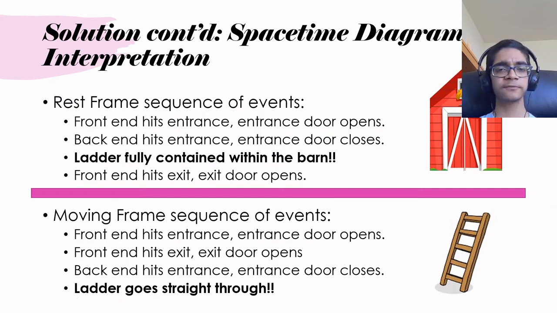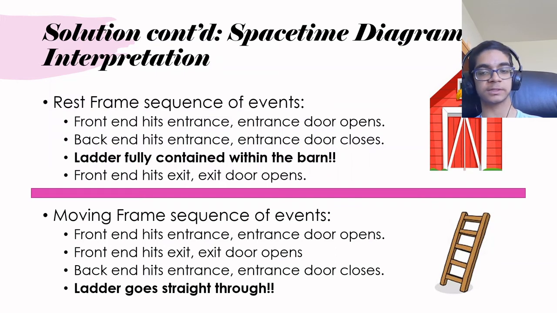So, if we look at our moving frame sequence of events, as we just said, the front end hits the entrance, so the entrance door opens. So the front part goes through the entrance. The front part then goes through the exit too. But remember that the entrance door is still open. So the back end of the ladder can still go through the entrance, and afterwards the entrance door can close. But that basically means that the ladder just goes straight through. Even though the doors are opening and closing in the ladder or moving frame, the ladder still doesn't get snapped.